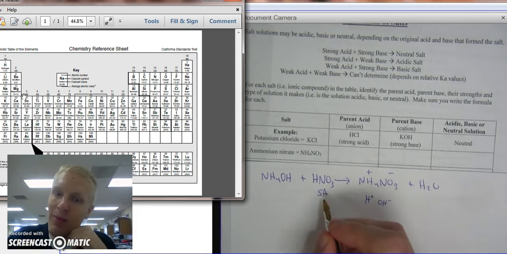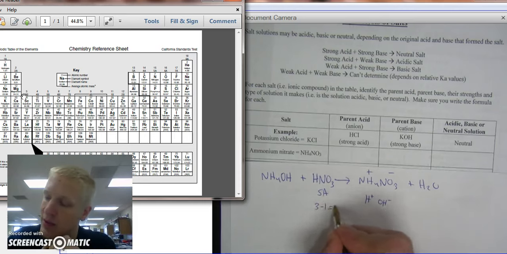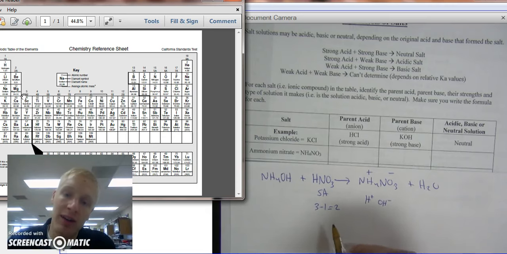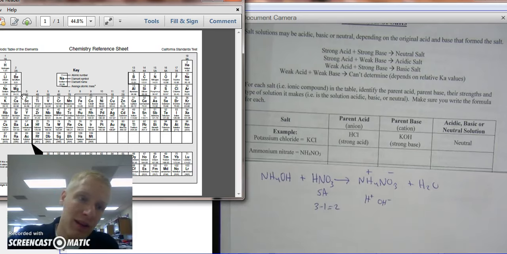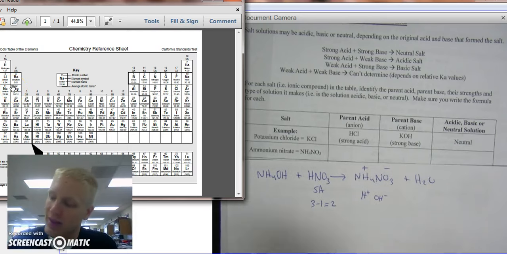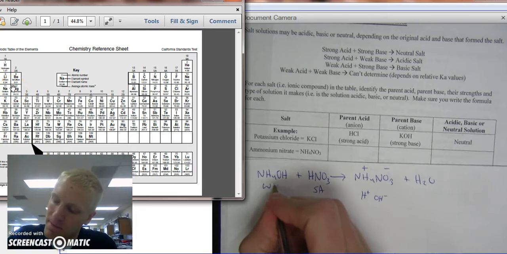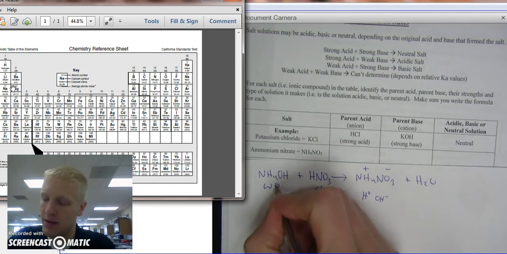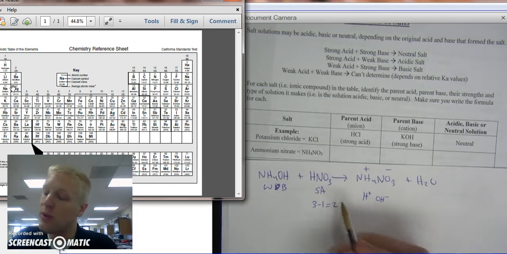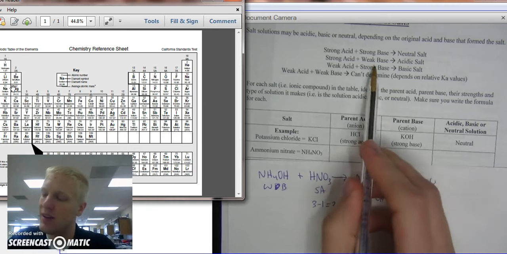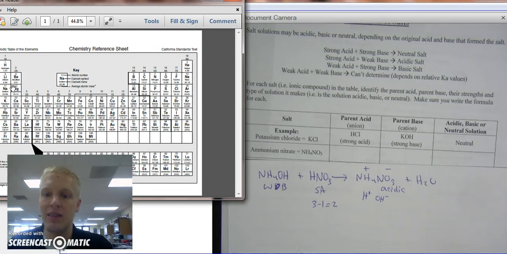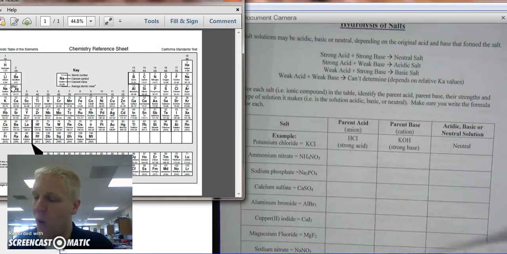If I didn't quite memorize it, it has oxygen, I could do that oxygen minus hydrogen rule. 3 minus 1 equals 2. If it's 2 or more, it's strong. So this is a strong acid. Ammonium hydroxide. Looking for ammonium in these first 2 columns, I don't see it. Therefore, it's a weak base. That's the WB. Weak base. So weak base plus strong acid is going to form an acidic salt. Weak base, strong acid, acidic salt. That was pretty fun. Why don't we do one more?